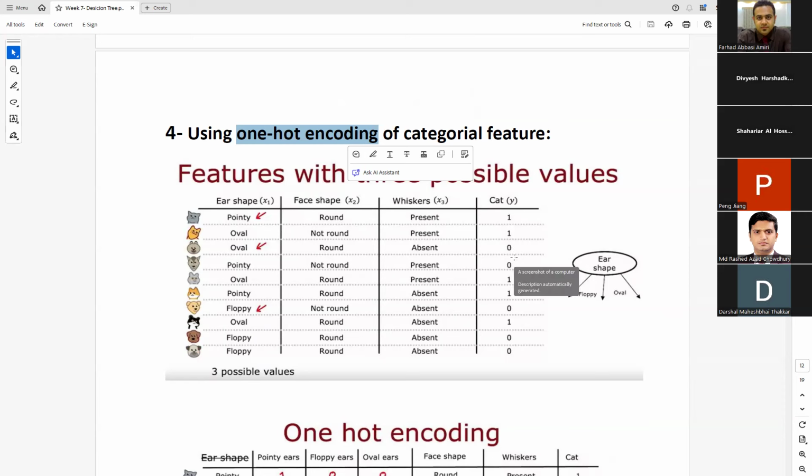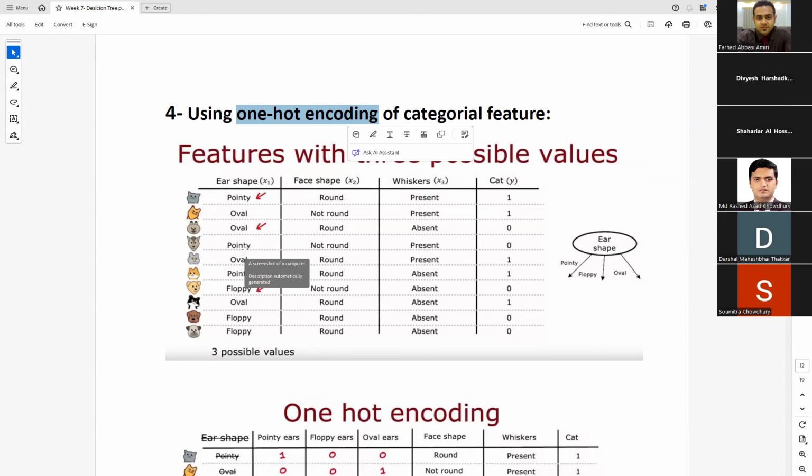But in our example so far, for each feature, we had just 2 possibilities. For example, for whisker, we had present or absent, 2 possibilities. For face shape, round or not round, just 2 possibilities. But let's say for this new example, for ear shape, the first feature, we have more than 2 possibilities. Pointy, oval, and floppy. We have 3 possibilities.